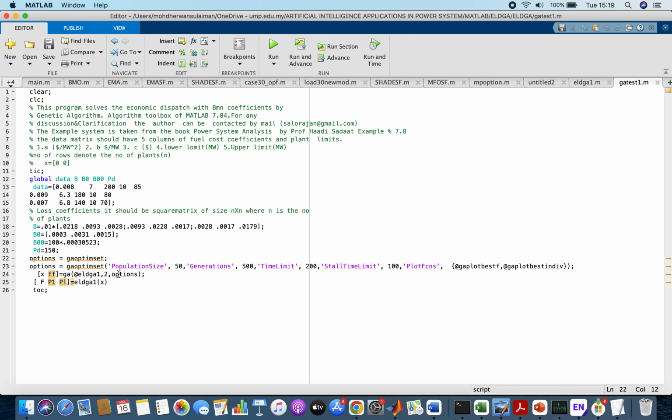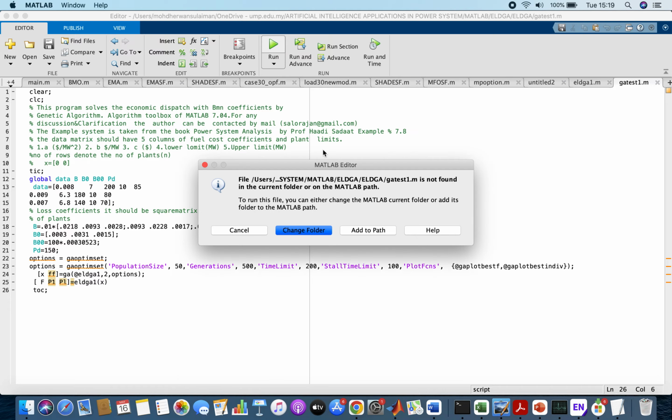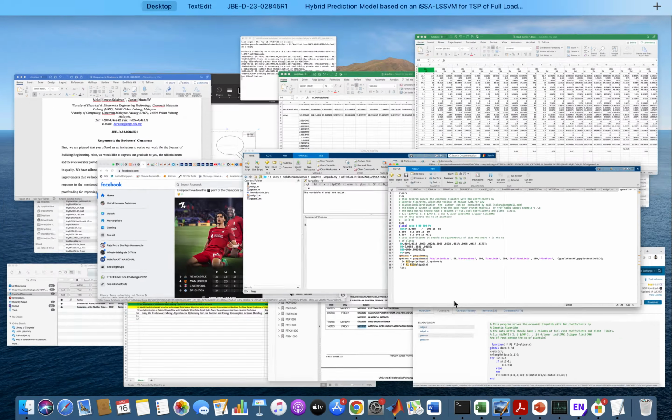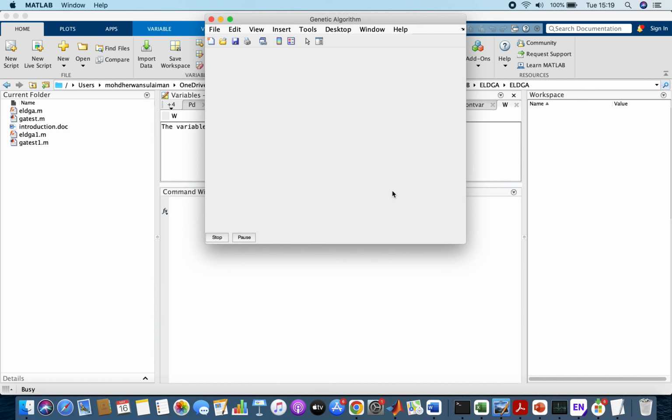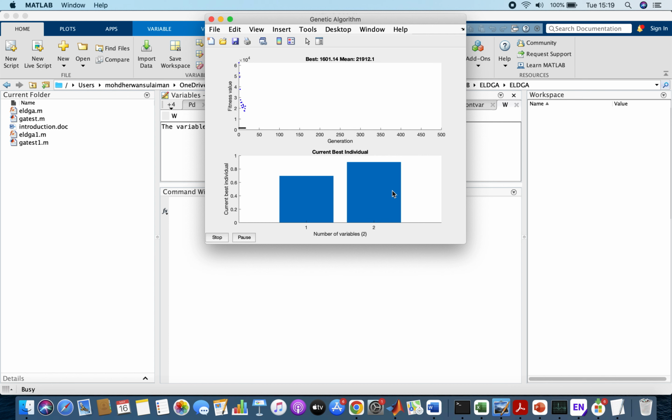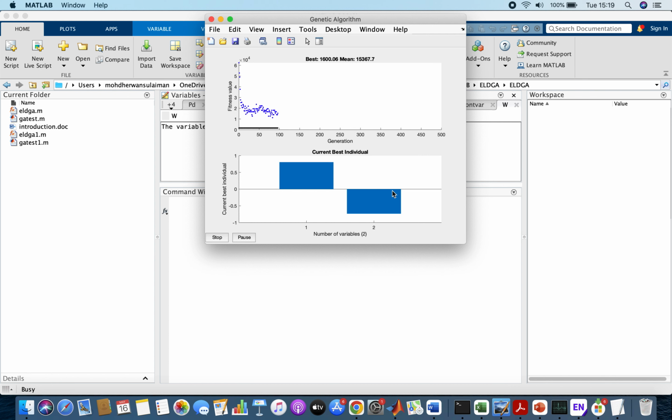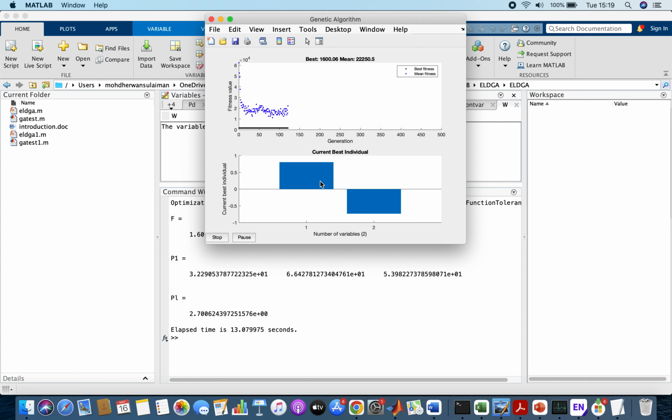This is the option, and this one sets the population size, 50 generations, 400 time limits, stall time limits, and so on and so forth. This is the coding. So let's try to run this. When you use the toolbox, okay, this is the genetic algorithm toolbox. But this one does not represent the output, because your output should not be negative. I think this one is the representation.